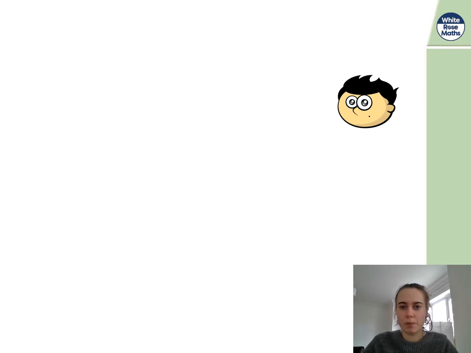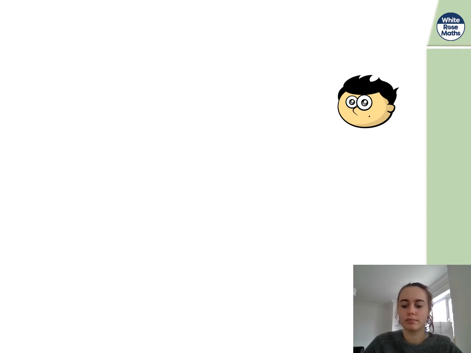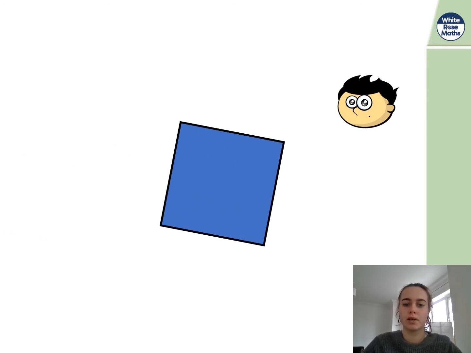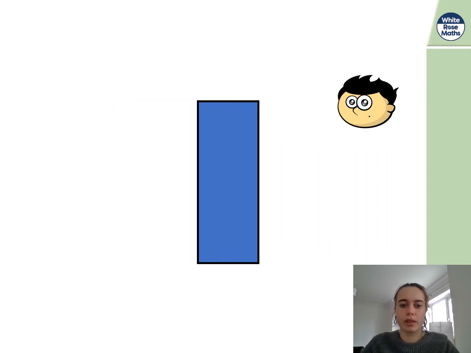So some shapes are going to come up on the screen and it would be great if you could call them out and tell me what the shape is. So what is this shape? That's right, it's a circle. What's this shape? That's right, this is a triangle. What's this shape? We've already spoken about this one today. This is a square. It's only got 4 sides and they're all straight and they're the same length. What is this shape? Again, 4 sides, but this time they're different lengths. This is a rectangle.